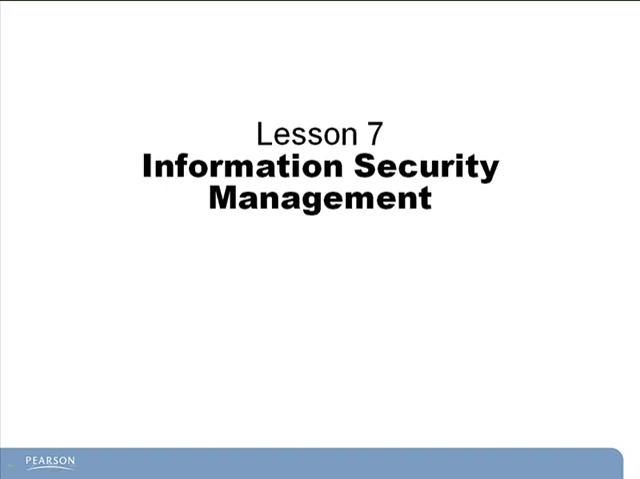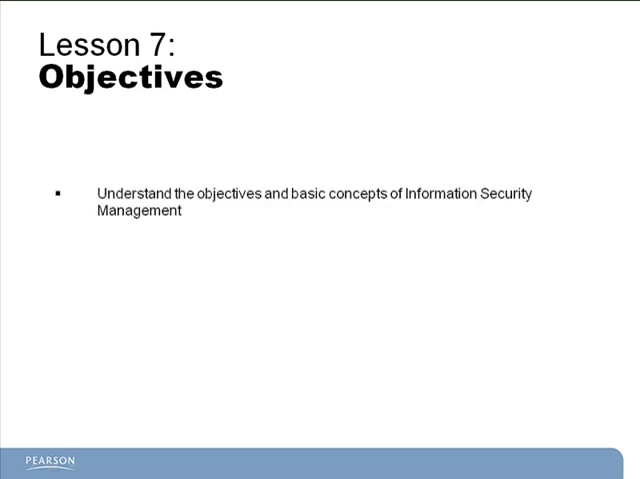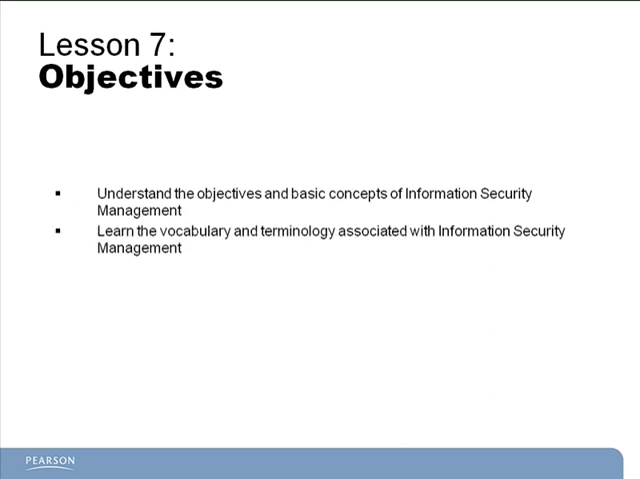Lesson 7 is our section on the information security management process, and it has 7 objectives. First, we'll understand the objectives and basic concepts of information security management. Next, we'll learn some vocabulary associated with information security management.